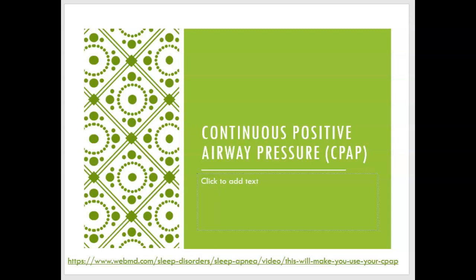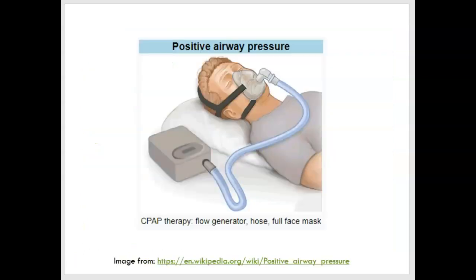Then there's continuous positive airway pressure. You've probably heard of CPAP before because we hear a lot about sleep apnea these days. So we usually think of CPAP like this, sort of like this anyway. So a little machine that delivers air to a patient through a tube, and they have a mask on their face. So what this does is continuous.